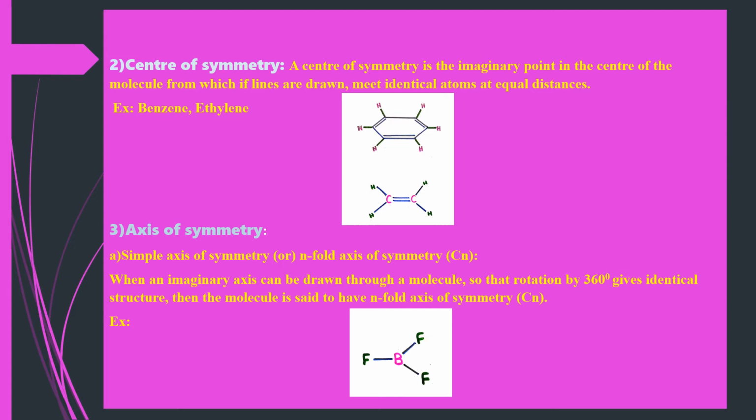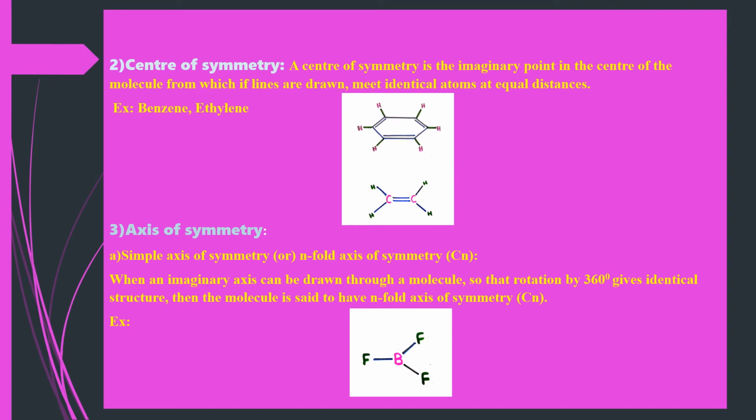Carefully listen, students. When an imaginary line or axis is drawn through a molecule, and the molecule is rotated about this line through a complete rotation of 360 degrees, if it appears identical more than once, then we can say that that particular molecule has a simple axis of symmetry or n-fold axis of symmetry.